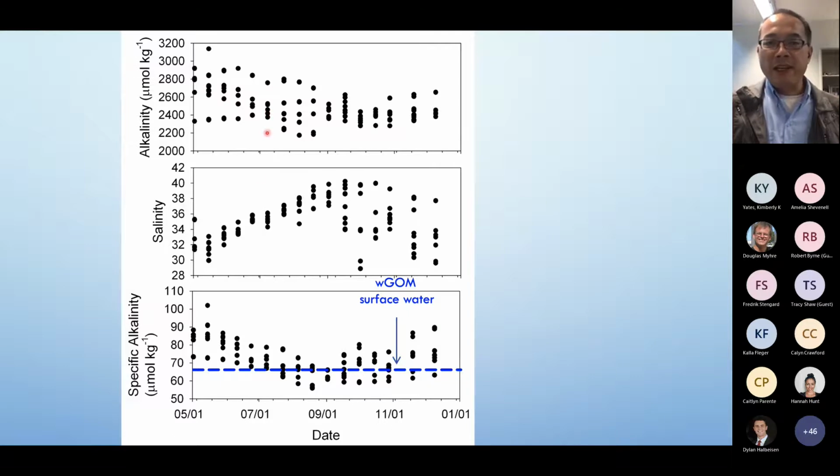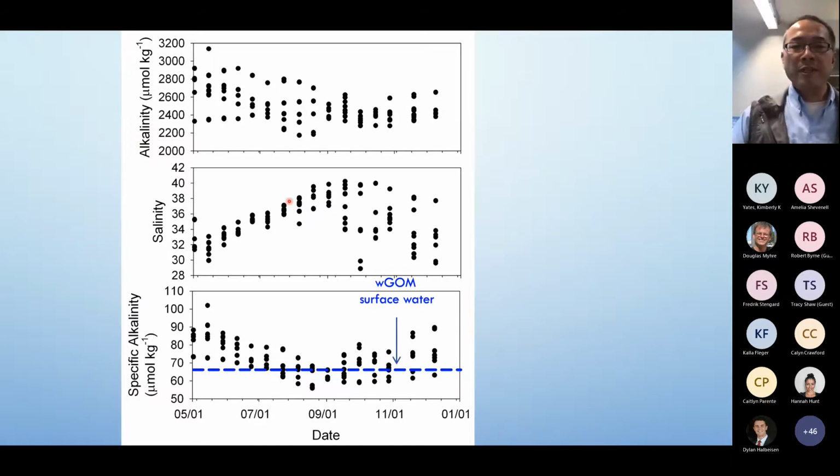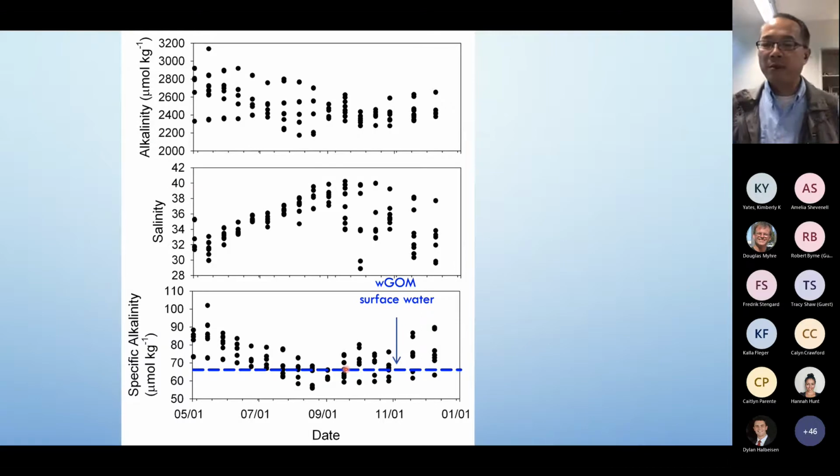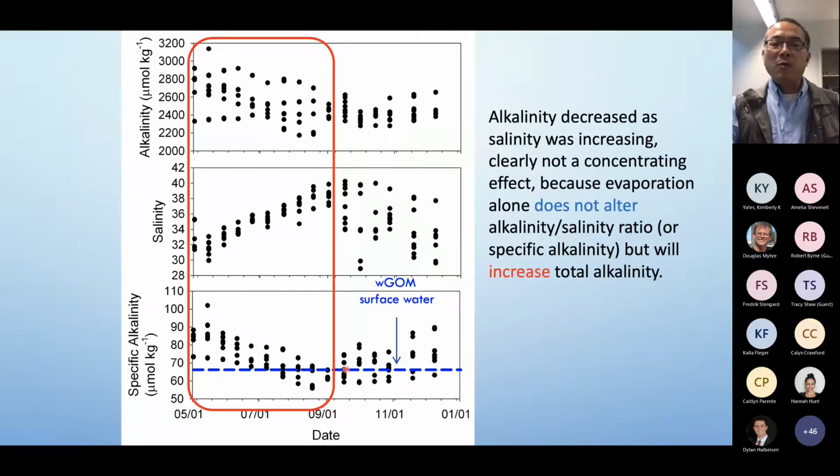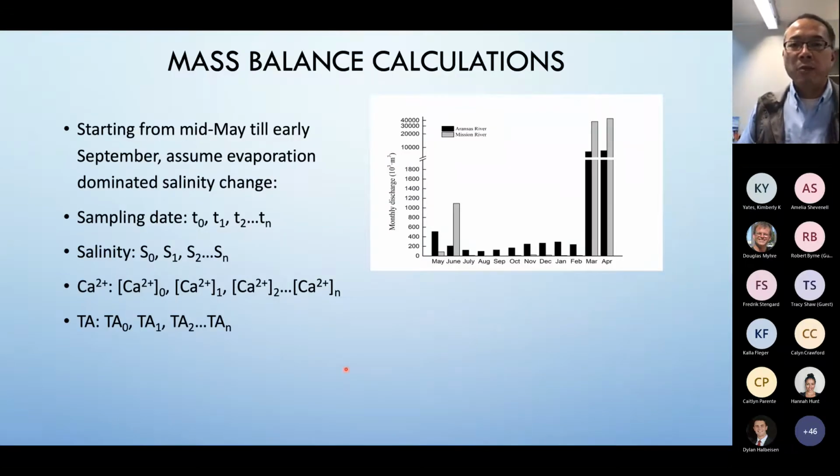This was a very dry period, and you can see that as time goes on there is a decrease in alkalinity and at the same time an increase in salinity. If you remember the theoretical reasoning, if there is no reaction and you evaporate the seawater, you would see an increase in alkalinity. Here we see the opposite trend. If you divide alkalinity by salinity, this also decreased to below the seawater level. So that indicates something must have happened to draw down the alkalinity. We took this data and did a simple mass balance calculation.